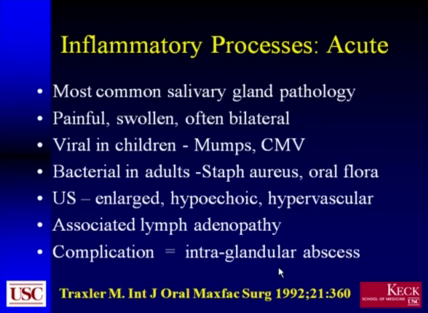Now, the various things that affect the salivary glands include largely inflammatory processes and masses. Acute inflammatory processes are probably the most common form of pathology to affect the salivary glands. The patient typically presents with swollen, painful, often bilateral glands. In children, we may see this with viral infections such as mumps. In adults, it tends to be more commonly bacterial, and Staph aureus and various forms of oral flora may be responsible.